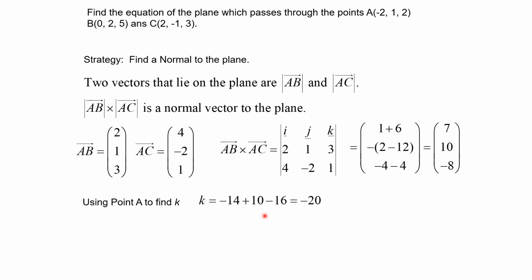Once you get the value of k, and you have the normal vector, which is 7, 10, negative 8, you can write down the equation of the plane. So the equation of the plane is simply 7x plus 10y minus 8z equals the k value, which is negative 20.